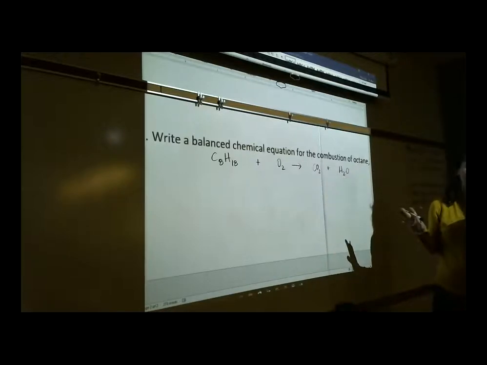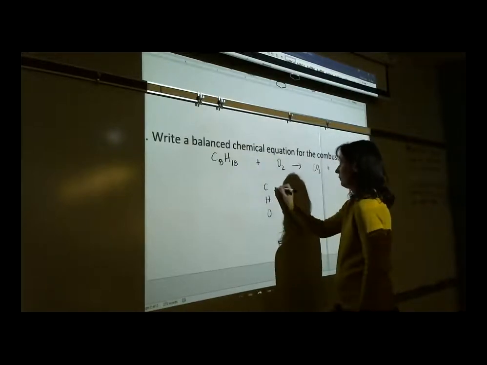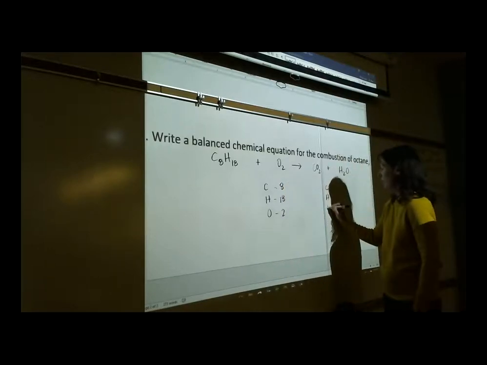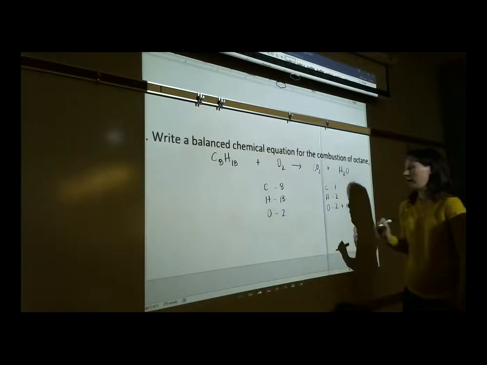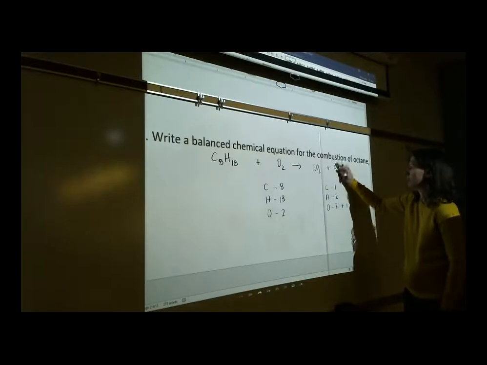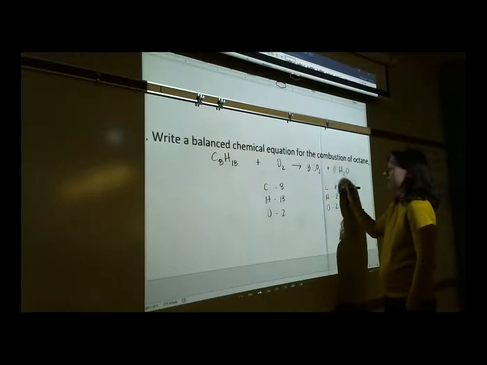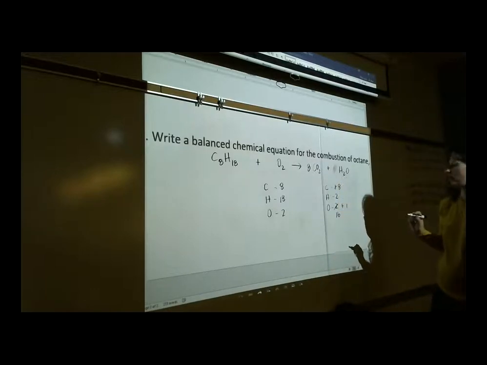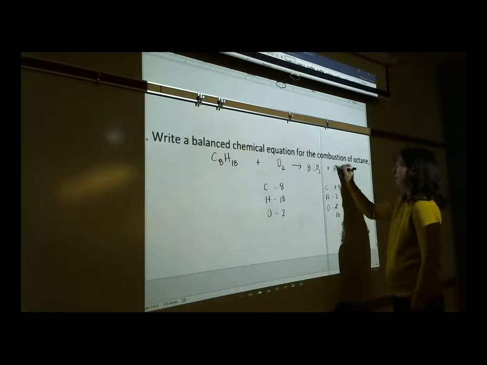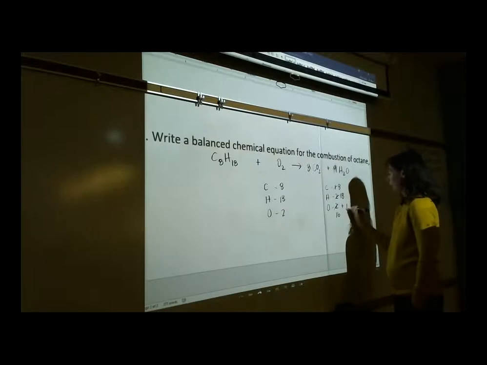Let's make a reactant product table for this one because these are the kind that students have lots of trouble with. Carbon, hydrogen, oxygen. 8, 18, 2. Carbon, hydrogen, oxygen. 1, 2 plus 1 and 2. All right, let's balance carbon with an 8, and distribute it: 8 times 1 is 8, 8 times 2 is 16. Now let's balance hydrogen. We need 9 here, right? 9 times 2 is 18, and 9 times 1 is 9.